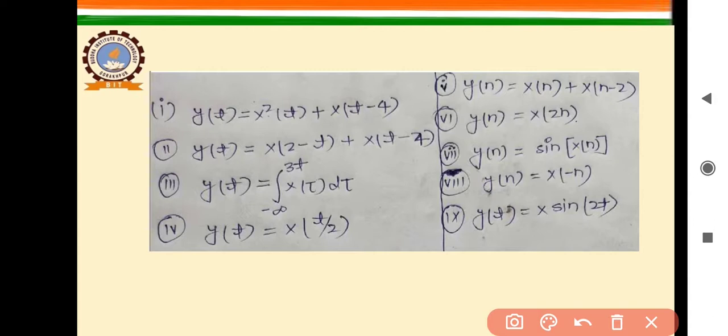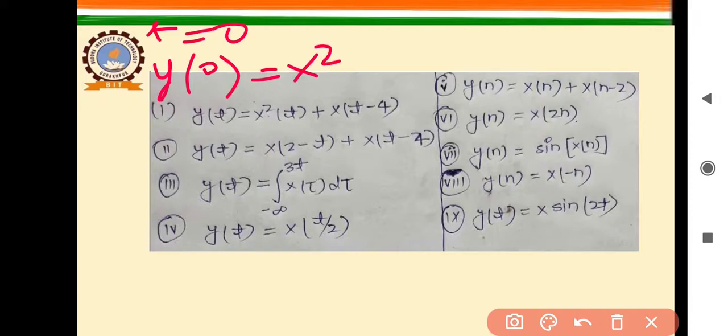Suppose we are taking time instant t equal to 0. At t equal to 0, y of 0 will be equal to x squared of 0 plus x of minus 4. It means that at this instant t equal to 0, the output is dependent on the present and previous values of the input.